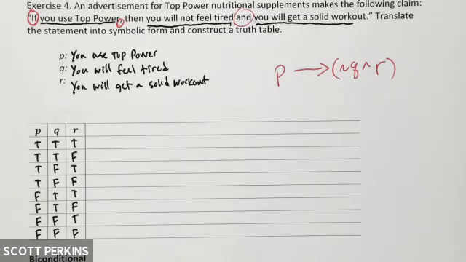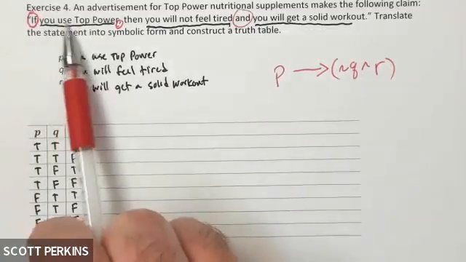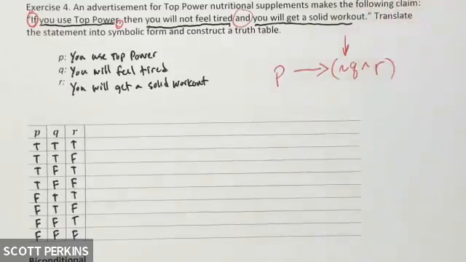So the question, if you didn't hear, is do we need a squiggly P? And the answer is no, because our statement P is positive up here. You will use top power. The only squiggly I need is right here, right above the Q. So you'll need a squiggly Q column. Great question.